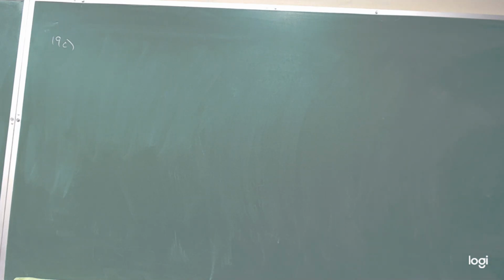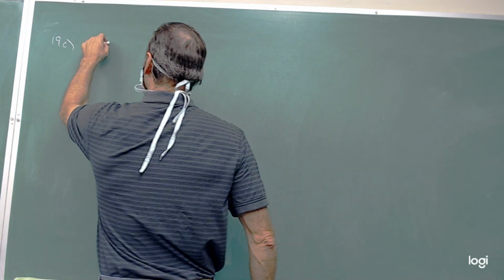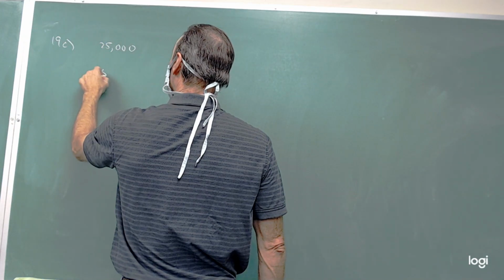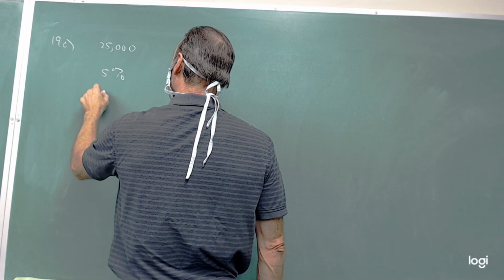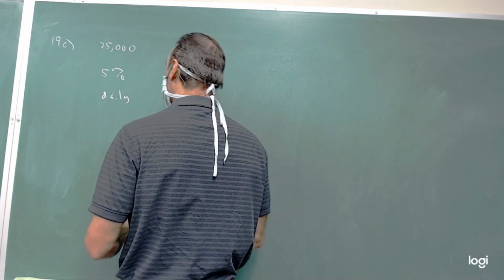19C. So it says, if you need $25,000 6 years from now, what is the minimum amount of money you need to deposit in a bank account that pays 5% annual interest compounded, and C is daily. So we want 25,000, and we're going to get 5% is our nominal. Right, so we have 25,000. We have 5%, and we want to make this daily interest.